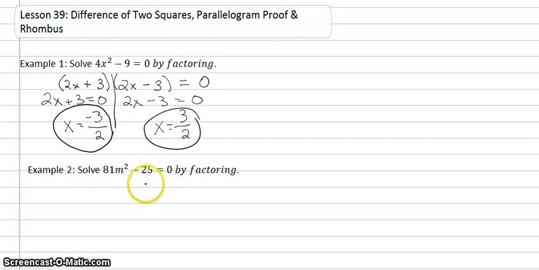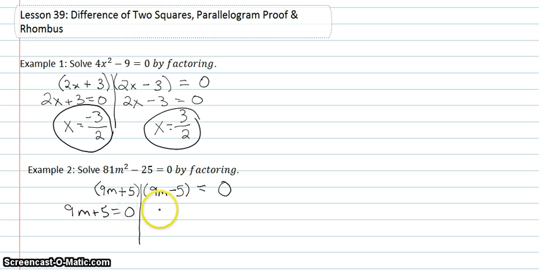In example 2, it is again the difference of two squares, so we'll factor into two binomials. So we take the square root of the first term, which is 9m, and the square root of the last term, which is 5, and that would be a plus and a minus. Then we would set each of those equal to 0. 9m plus 5 equals 0, and 9m minus 5 equals 0, and then we solve these individually.